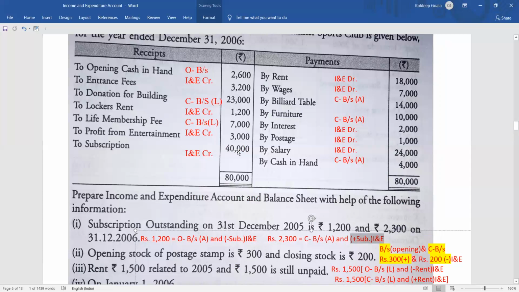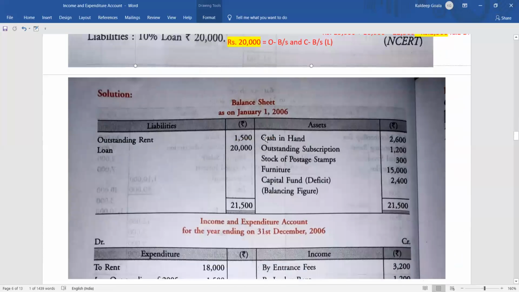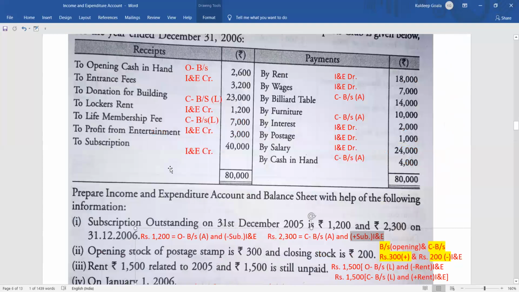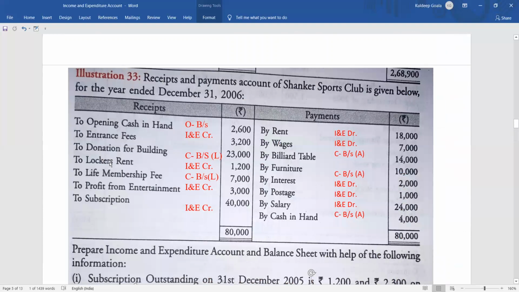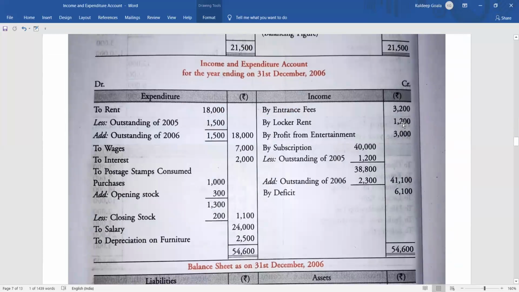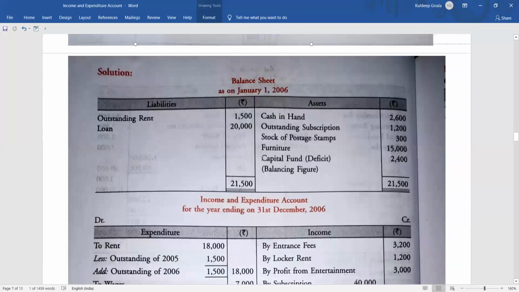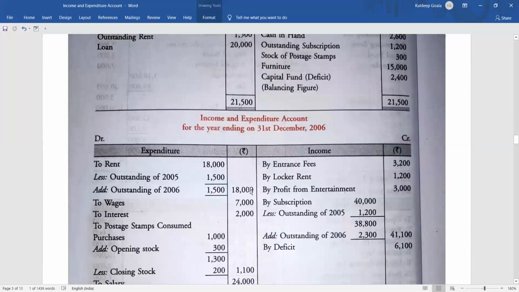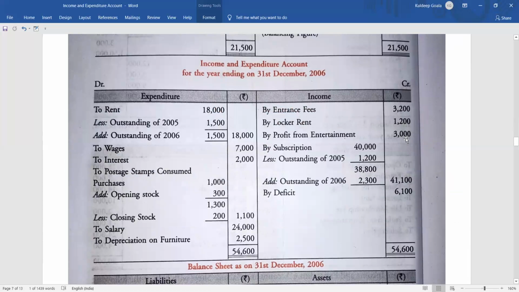Once it is over, then we'll see the next item. That is, what is the entrance fees? Entrance fees, it is 3,200. So as a whole, it will come here by entrance fees 3,200. Then coming to the next one, after entrance fees, where is the incoming? Yeah, locker rent 1,200, by locker rent 1,200. Then we have the next one. Where is that? Profit from entertainment 3,000 rupees. So it will also come that way, by profit from entertainment 3,000 rupees.